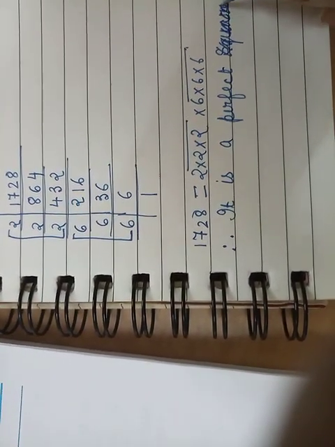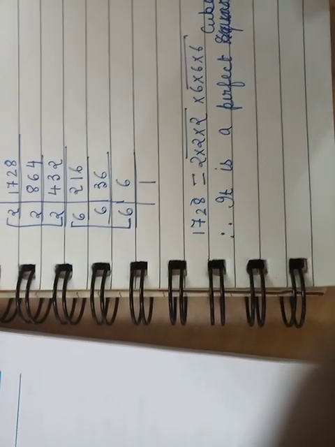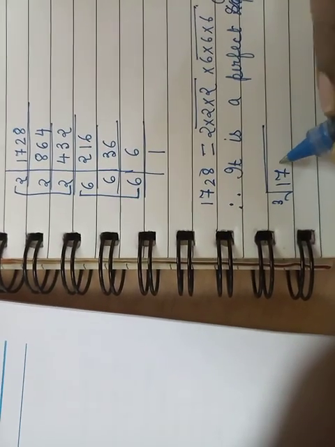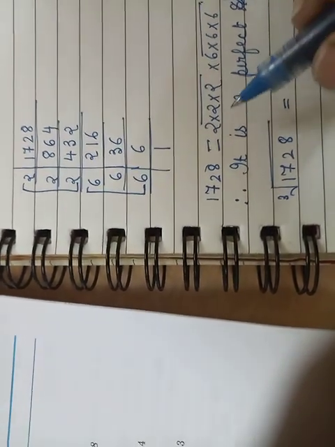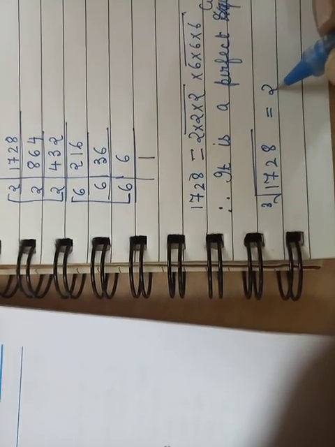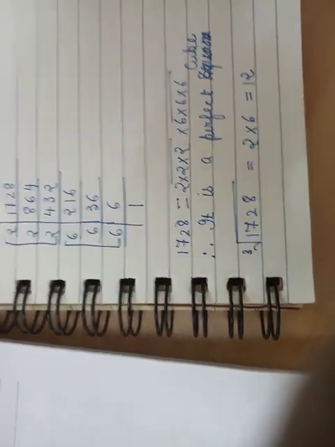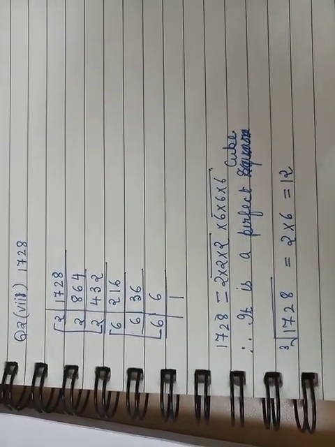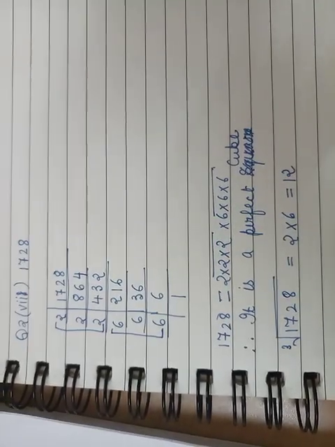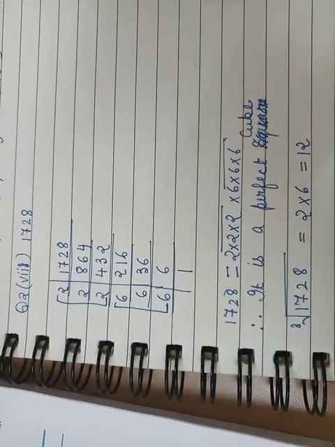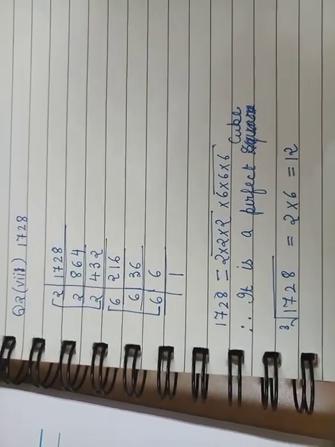It's a perfect cube. Now we are looking for the cube root of 1728. From each set we take one number. So 2 into 6 gives you 12. This way we do the prime factorization to check whether the given number is a perfect cube or not. Yes, we find this number is a perfect cube, and then we find the cube root of 1728, that is 12.